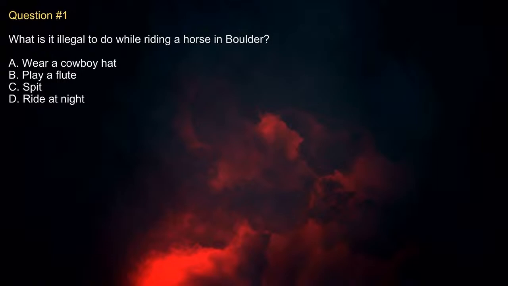Question number 1. What is it illegal to do while riding a horse in Boulder? Wear a cowboy hat like King James, play a flute, spit like King James, or ride at night like King James. Good luck, everyone.